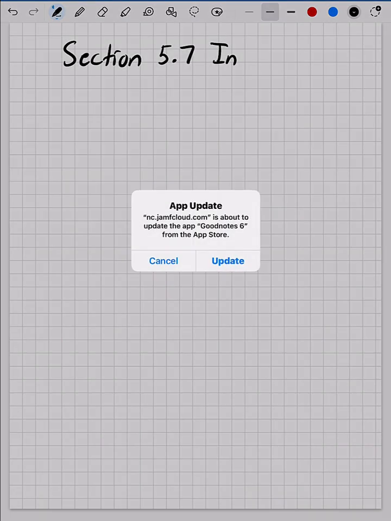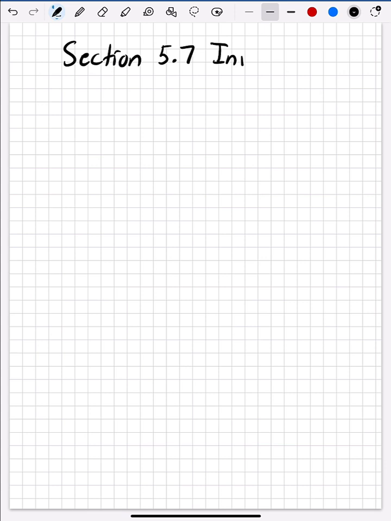Alright, so for section 5.7, we're going to talk about some more inverse trig. And we won't get so much into the differentiation. We're going to catch that a little bit later. But I want to talk to you a little bit about some inverse trig things here.